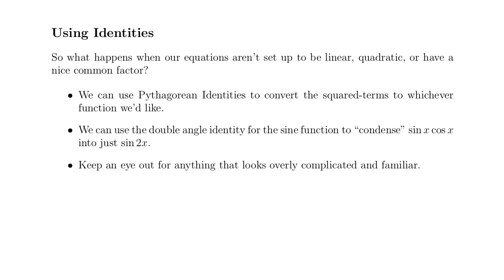A double angle identity is really helpful because we know that sine of 2x is equal to sine x cosine x. So if you see this term floating around and we don't really know how to deal with it because there are no common factors, you could also just switch that out and make it just sine 2x. Look for anything that looks really complicated, or if it looks familiar from an identity, that's helpful.